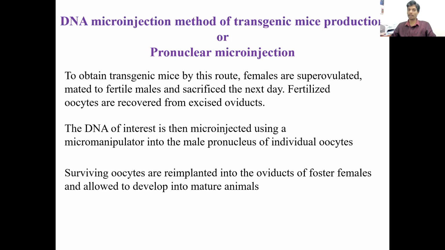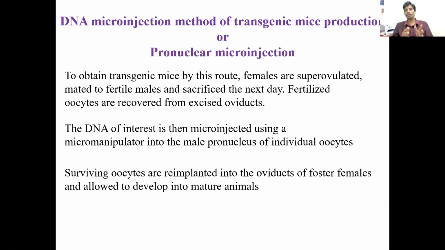So thus it will keep on passing to the next cells. Whenever the cell divides, it will be present. So if you are conducting that at the earlier stage when it is a single cell, then all the cells are going to have the transgene. That means the whole resulting animal will be carrying the transgene.